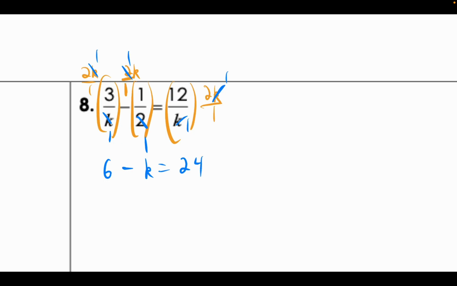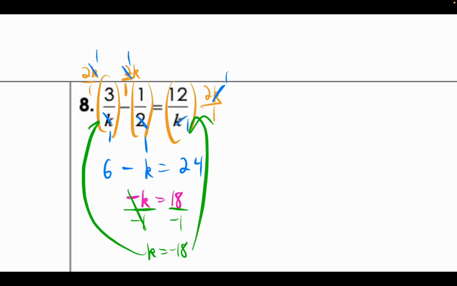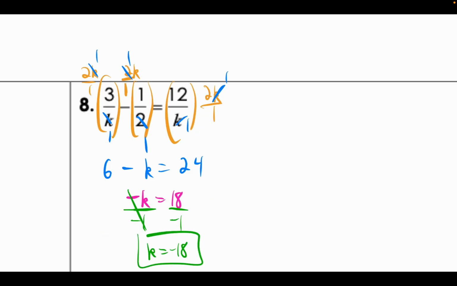I now solve this equation by subtracting 6 on each side, giving me negative k equals 18. Then I have to get rid of this negative with a k by either dividing or multiplying each side by negative 1. k equals negative 18. And once again, that doesn't make any denominator 0, so we're fine.